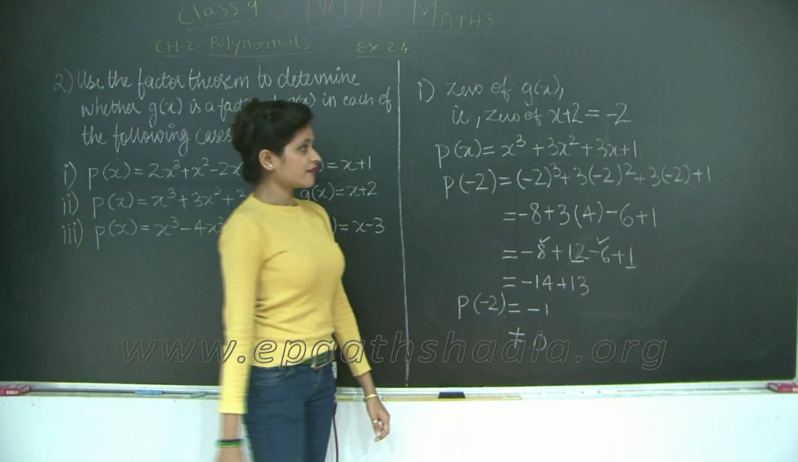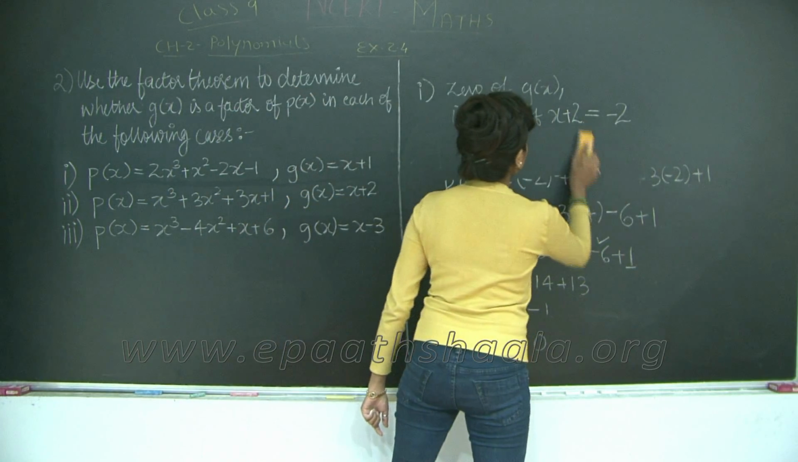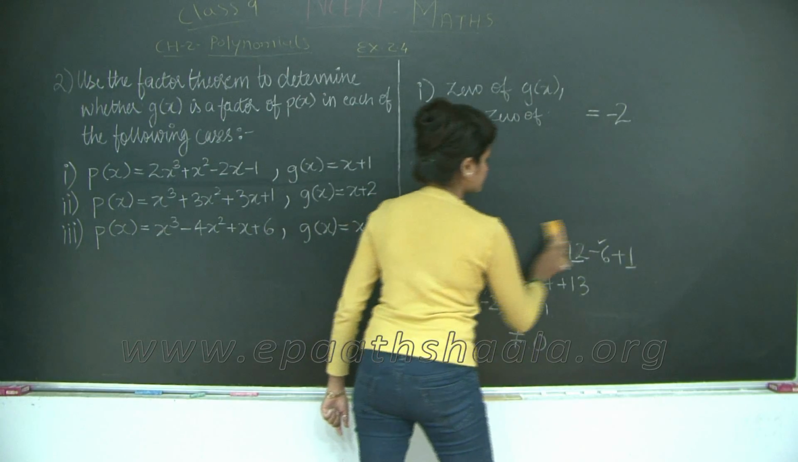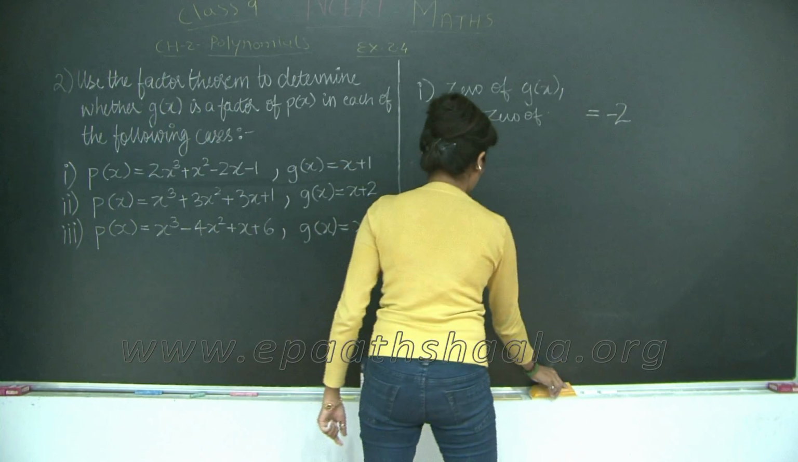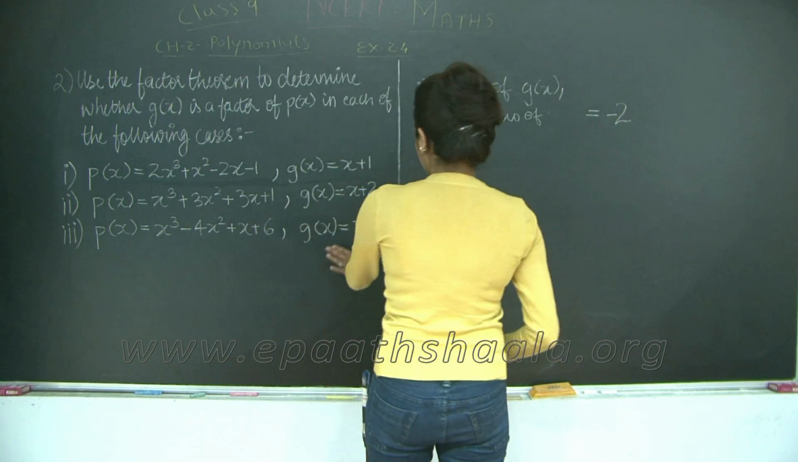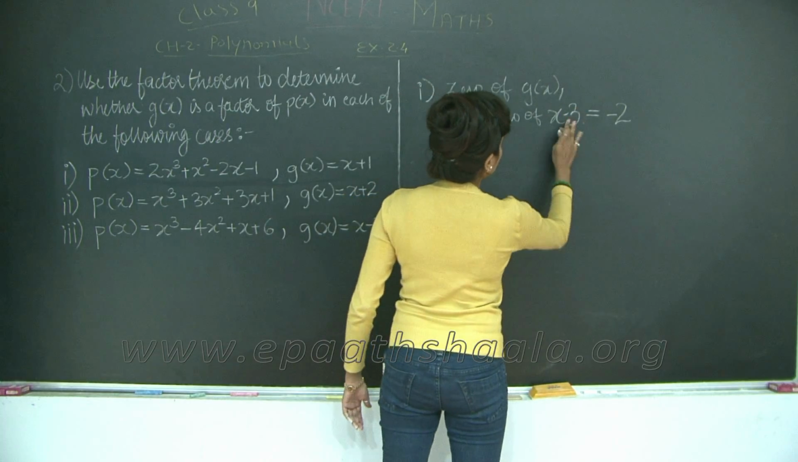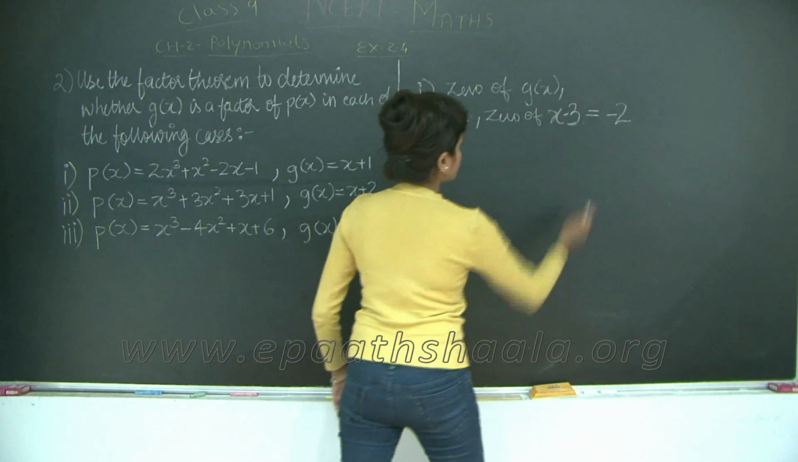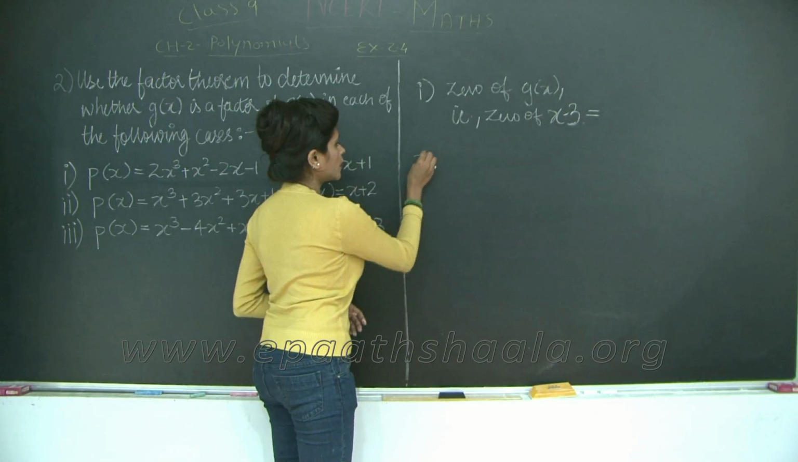Now let's go ahead and solve the third question. What is Gx? It is x minus 3. I hope you are getting a hang of solving these questions. So what is the 0 of x minus 3? Let's quickly find it out.